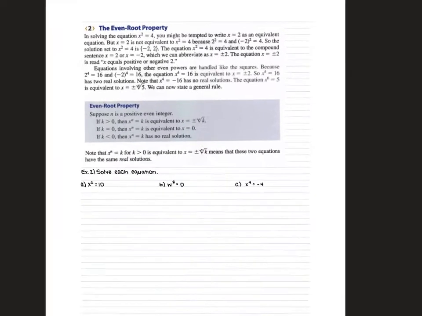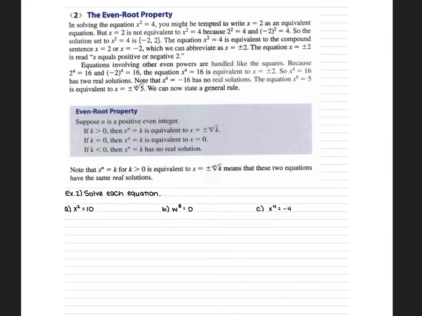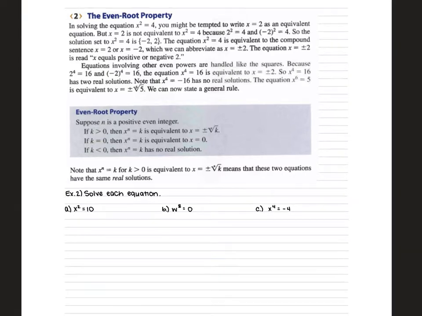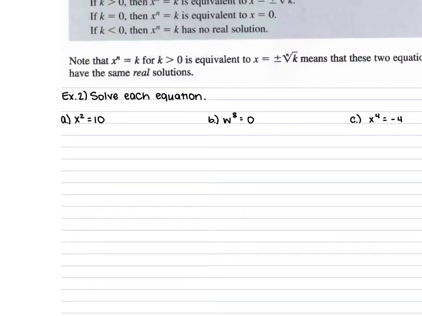The next part of our lesson goes over these even root properties. So again, like what I mentioned in the beginning of our lesson, if our power is even, we're taking the square root of both sides, the fourth root of both sides, the sixth root of both sides, so on. Your plus or minus will go in front of your answer. Additionally, you cannot have a negative underneath the radical that has an even root or an even index. So if we look at example 2, we're just solving these equations.